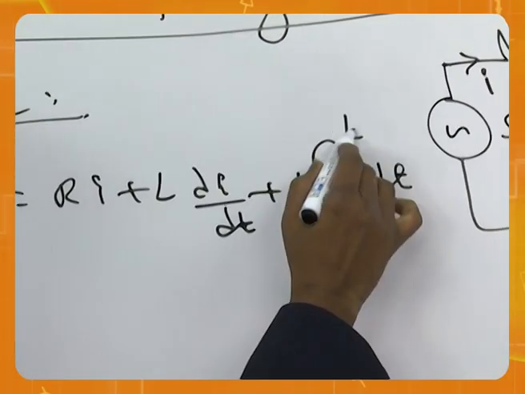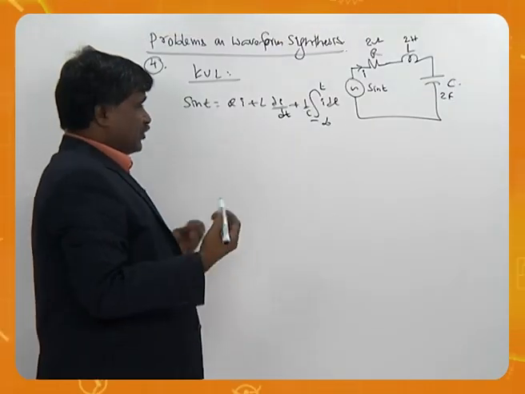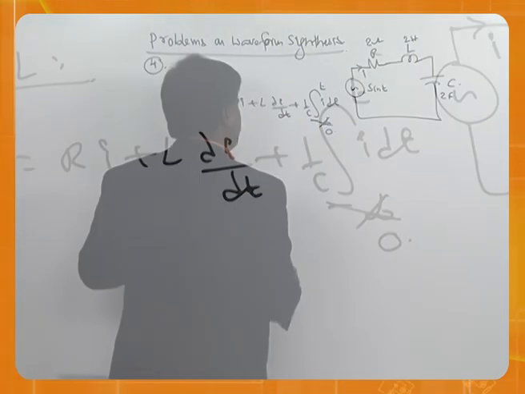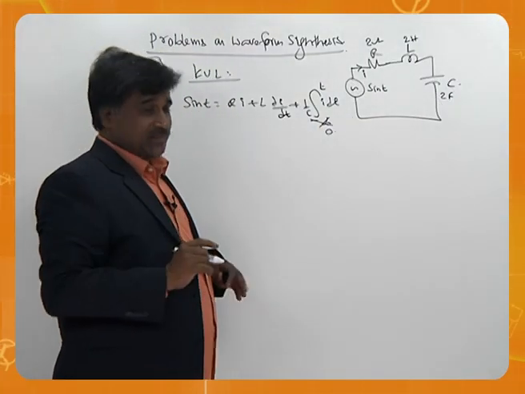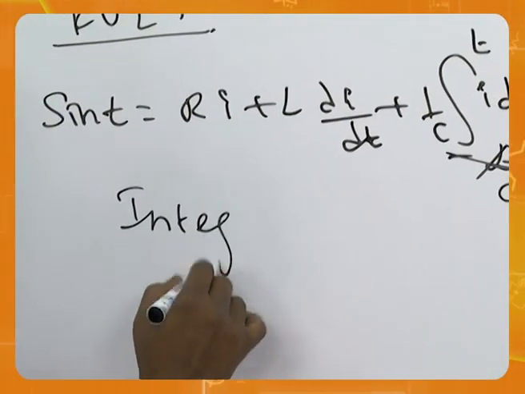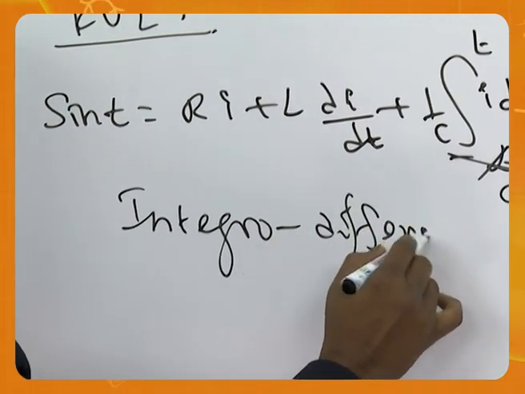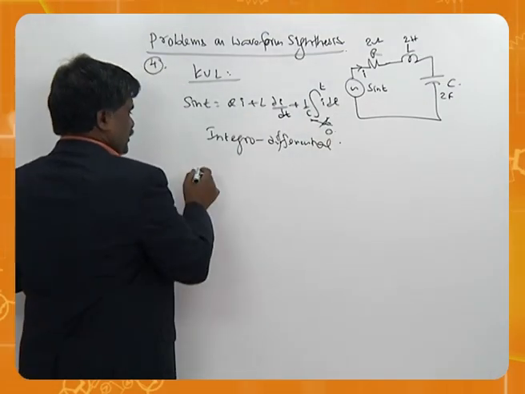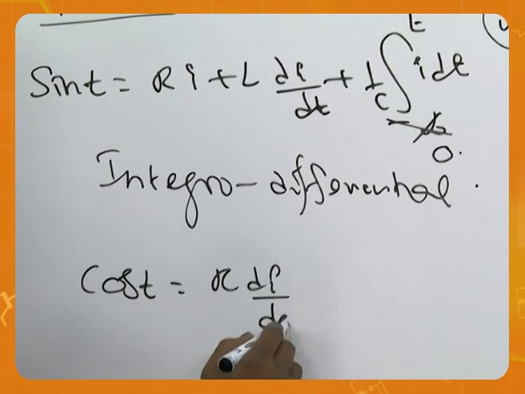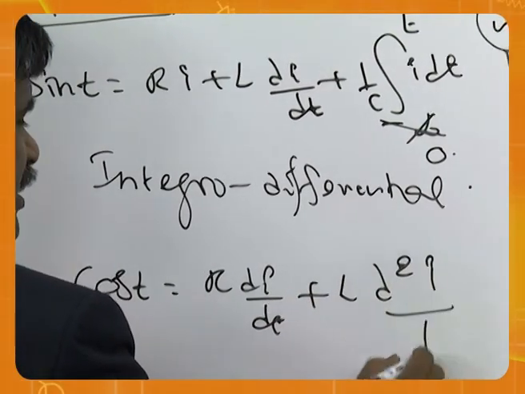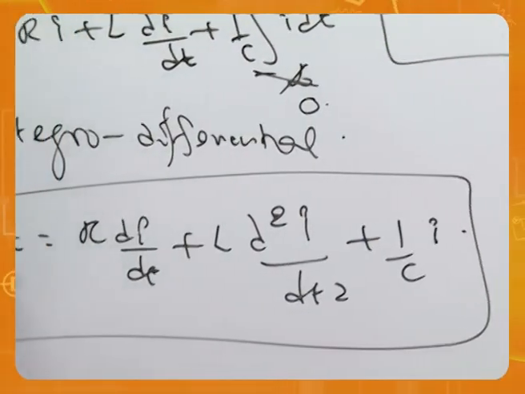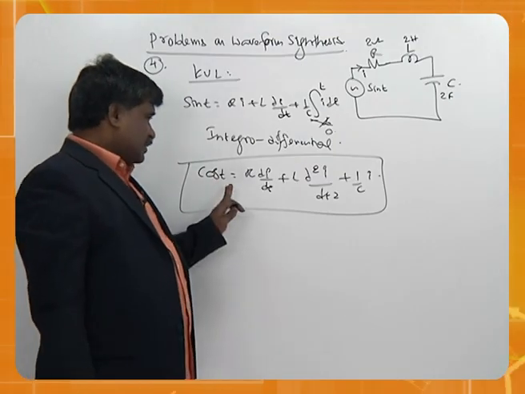Generally we say minus infinity to t. If they don't say anything, we assume initial conditions at 0, we can simply cancel and say 0 to t. He wanted only differential, but this is called integral differential because integrals are also available. When integral differential equation is there, then please go for differentiation. It becomes cos t equals R di by dt plus L d square I by dt square plus 1 over C into I. This is called differential equation. So that's a very simple equation.